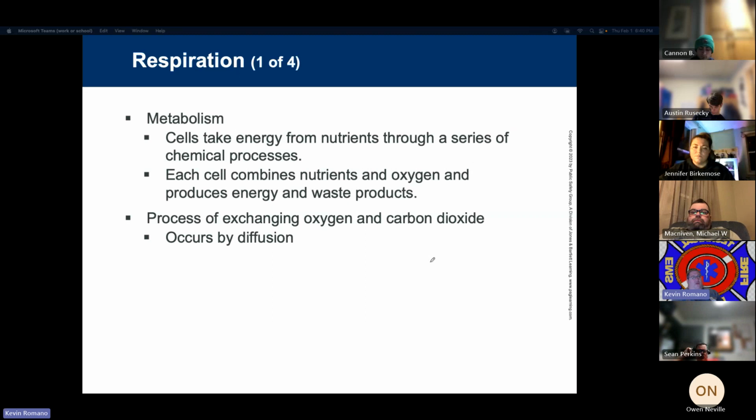Right. So as far as respiration goes, metabolism, which is cellular respiration, right? Cells then take energy from nutrients through a series of chemical processes. Each cell contains nutrients and oxygen and produces energy and waste products. Okay, so each process of exchanging oxygen and carbon dioxide occurs by diffusion. So we already talked about this, we've hit this quite a bit. Oxygen comes in, waste product is carbon dioxide, that's stuff that we exhale, and we can monitor that via end-tidal CO2.